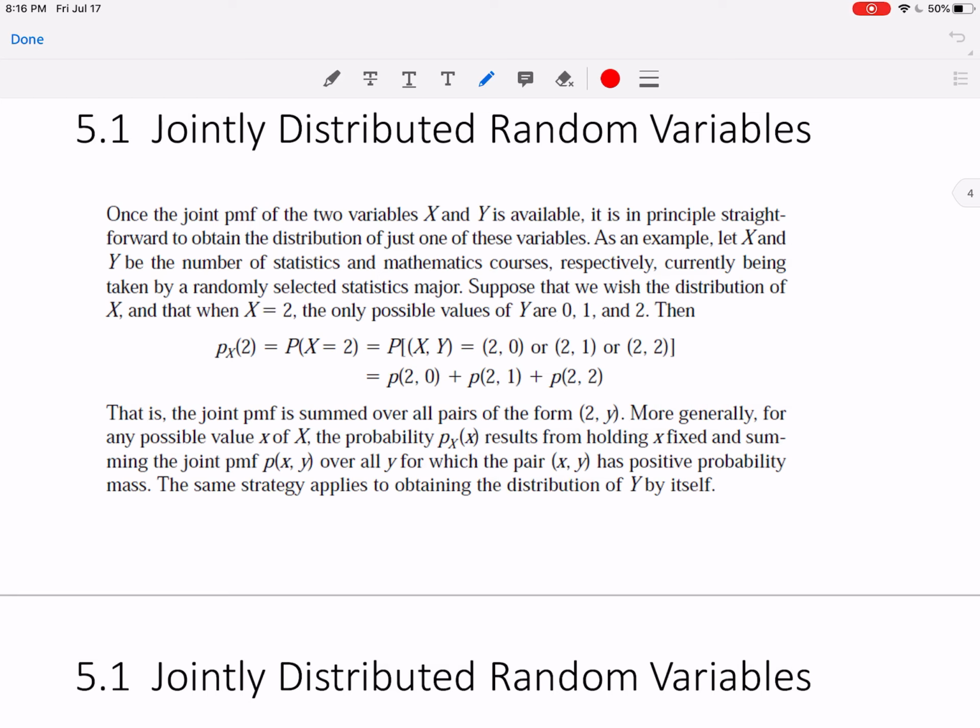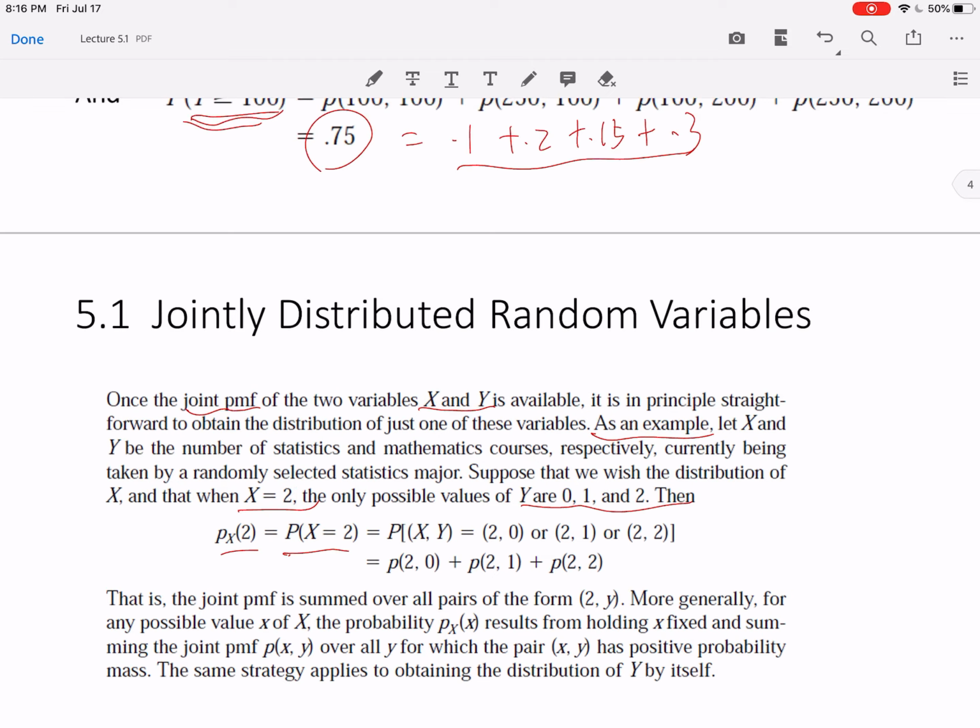Once the joint PMF of the two variables x and y is available, it is in principle straightforward to obtain the distribution of just one of those variables. As an example, let x and y be the number of statistics and mathematics courses respectively currently being taken by a randomly selected statistics major. Suppose that we wish the distribution of x, and that when x is equal to 2, the only possible values of y are 0, 1, and 2. And then p sub x of 2, of course, is equal to the probability of x equal to 2.